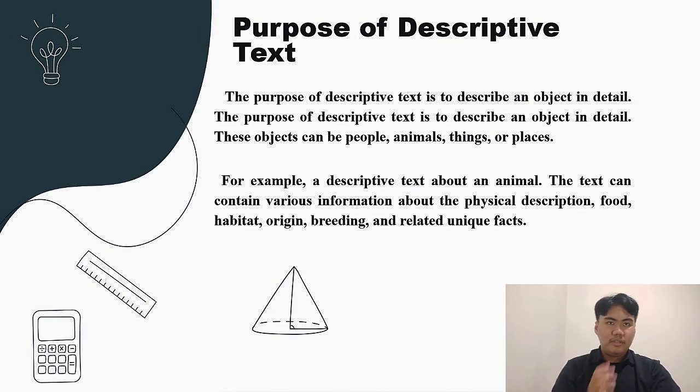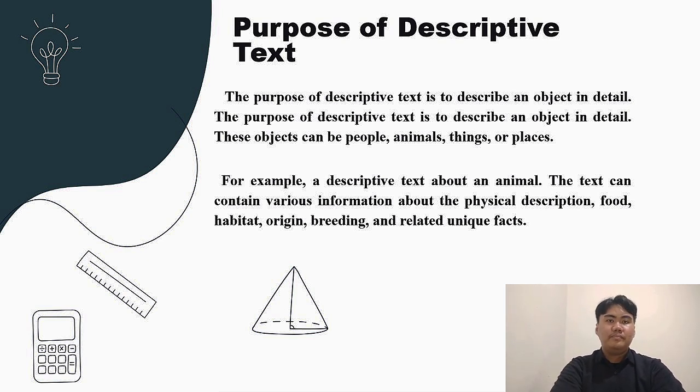Purpose of descriptive text. The purpose of descriptive text is to describe an object in detail. Jadi tujuan dari teks deskriptif adalah untuk mendeskripsikan suatu objek secara detail.